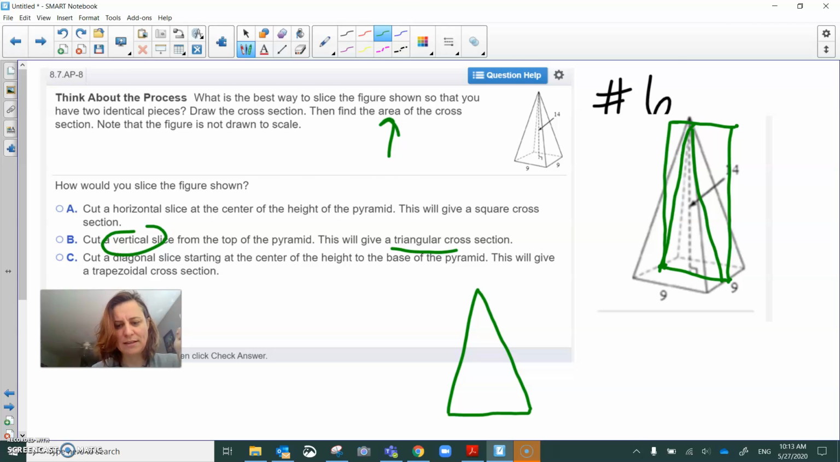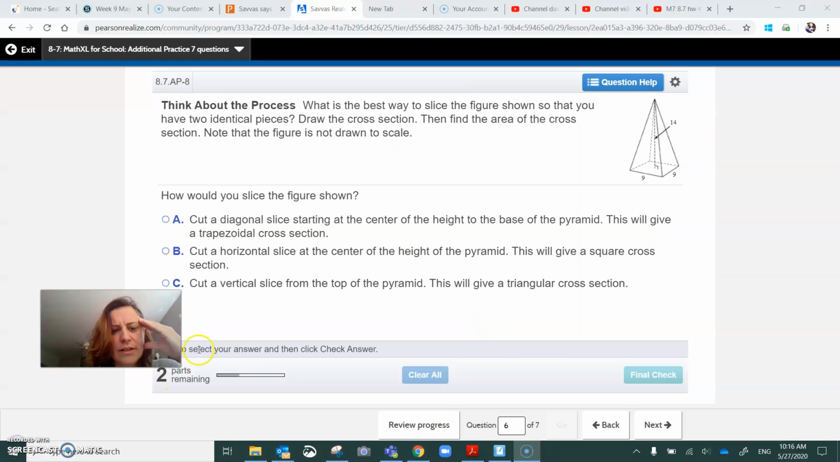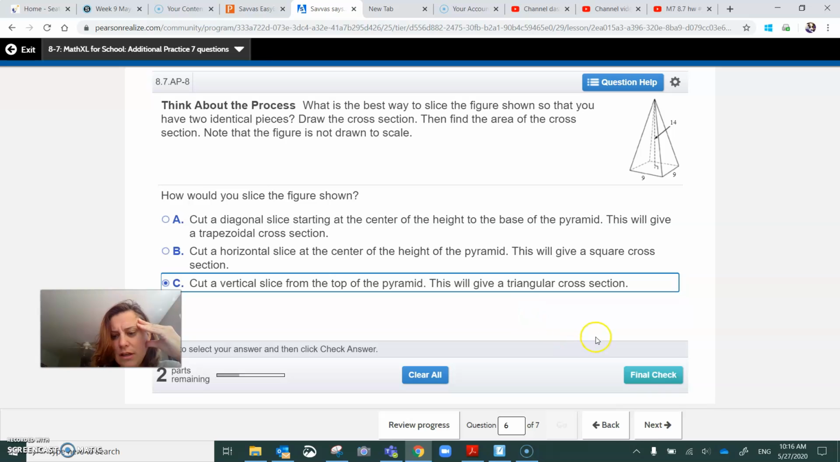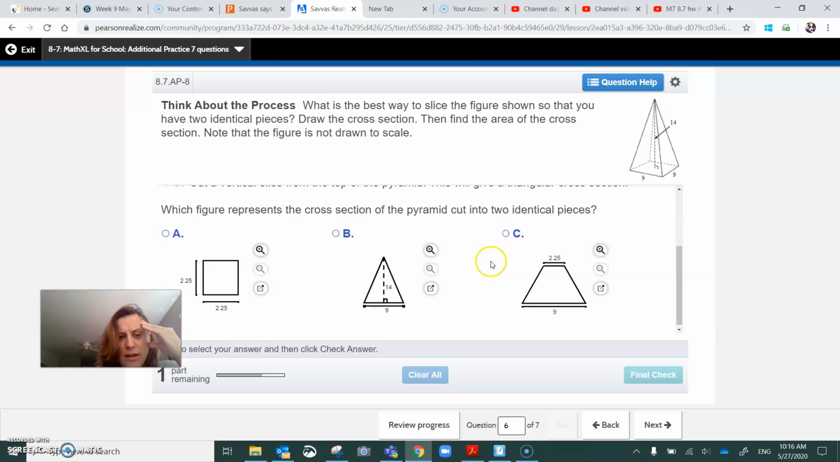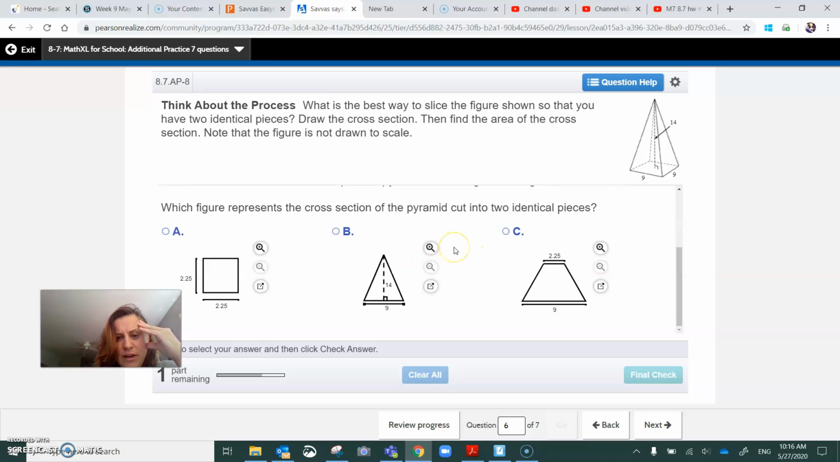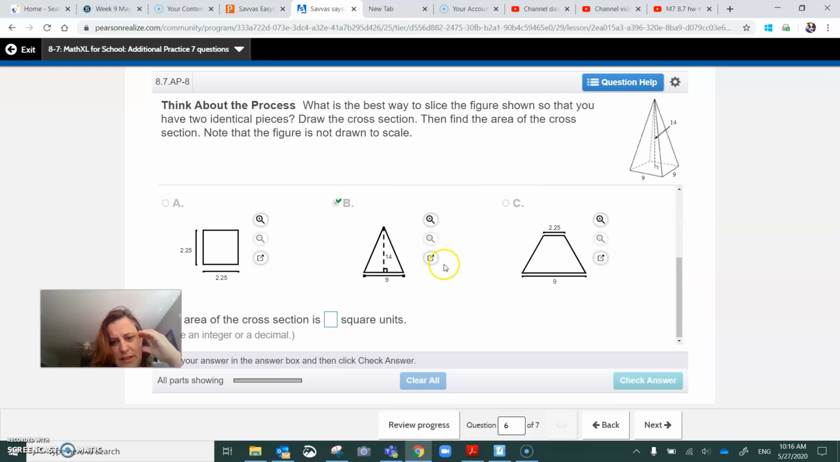So let's go back to this. This is question 6. Okay, so let's check. A vertical slice from the top of the pyramid, this will give a triangular cross section. And we check it, and we're right. Okay, that's good. So the figure is going to be this one, because that's the only one that's a triangle. And then we have to find how many square units that is.